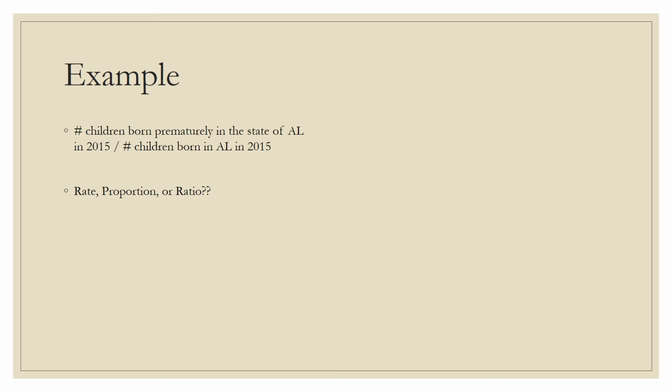Here's an example for you. The number of children born prematurely in the state of Alabama in 2015 divided by the number of children born in Alabama in 2015. Is this a rate, a proportion, or a ratio? Well, it's definitely a ratio because it's one number divided by another, but it's also a proportion. This is because the number of children who were born prematurely in the state of Alabama are also part of the denominator. They're part of the number of children born in Alabama in general. So when the numerator is part of the denominator, that's a proportion.